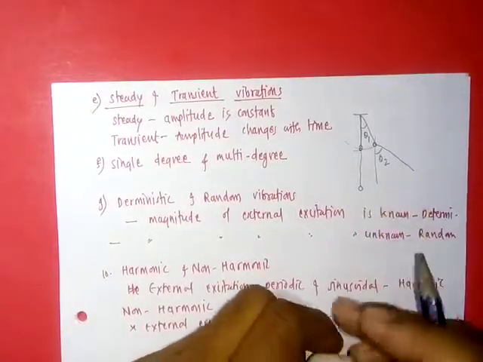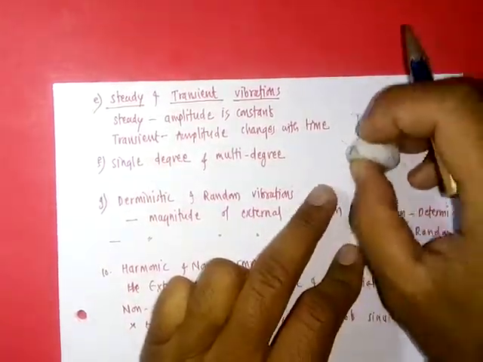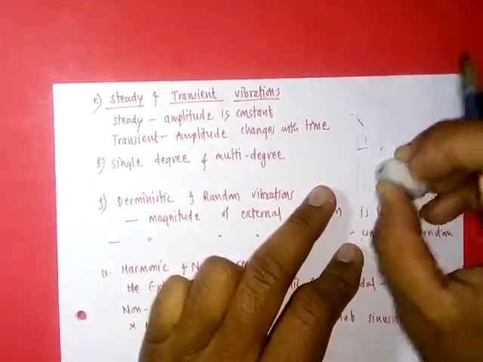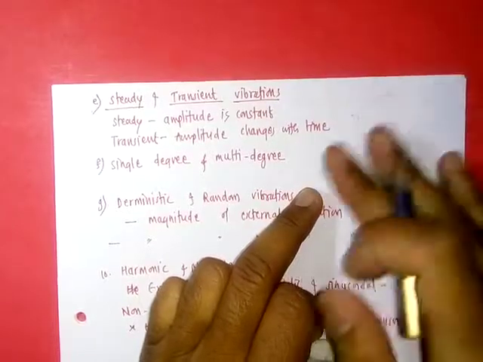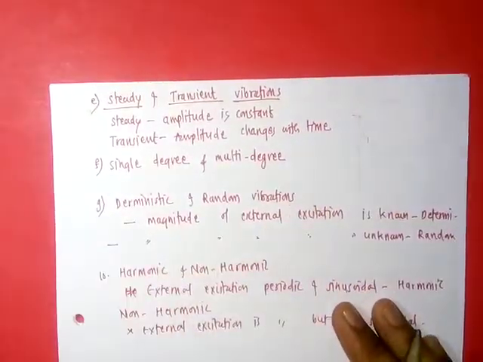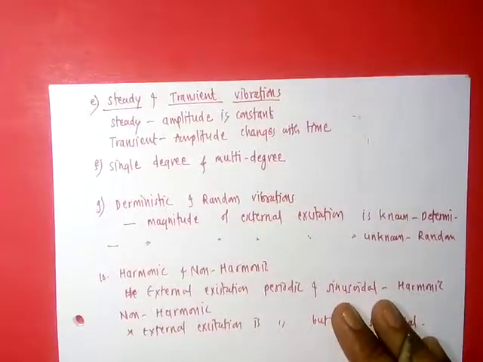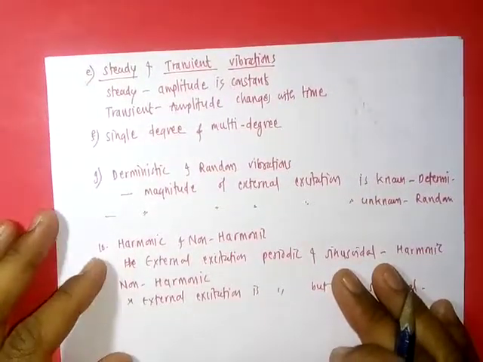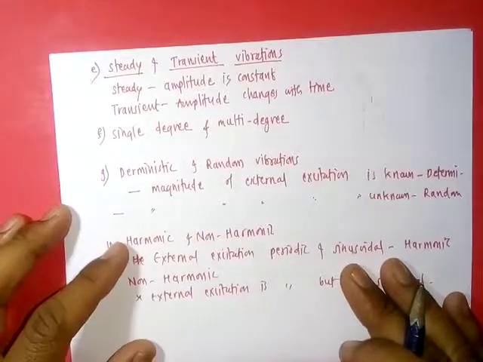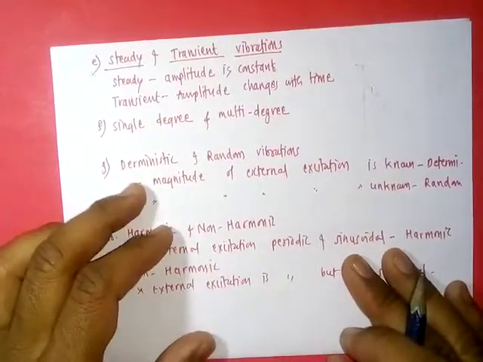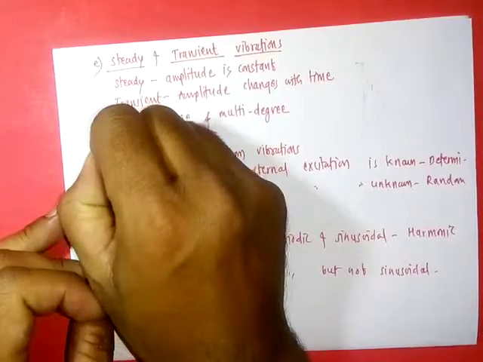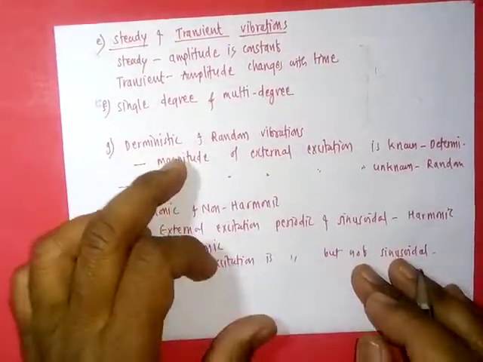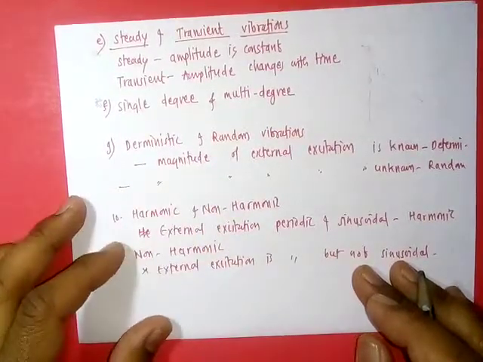This is for a pendulum. In a spring also, if there is a single mass, we have to specify only a single displacement, x. If there are two springs, then we have to specify the displacements of two springs at an instant, and that becomes a double degree or multi-degree system. Then the next type, this is an important type, is deterministic and random vibrations.